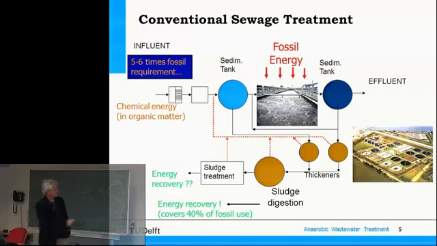Now, the interesting part of this is that the energy content coming in is about 5 to 6 times the fossil energy requirement in the wastewater treatment plant. Nonetheless, with the common wastewater treatment plants, only 40% of the fossil energy is covered by methane gas coming from a sludge digester. So we have huge energy losses, and the current development at the water boards in the Netherlands is to try to maximize the energy recovery as much as possible in order to close this gap between energy demand and energy recovery.